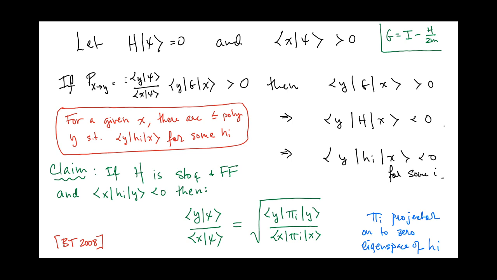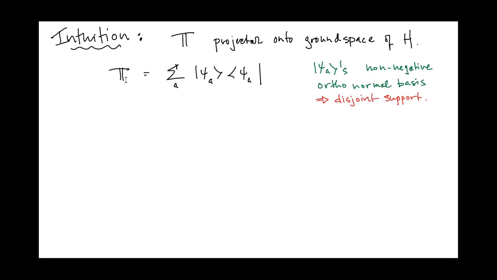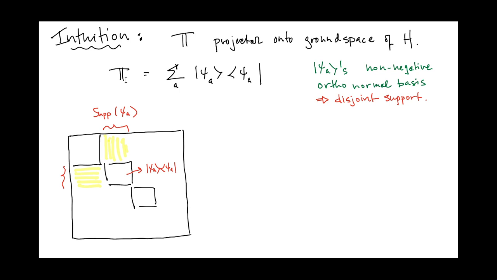I'm not going to go through the proof in excruciating detail. I'm just going to wave my hands about it a little bit. It's fairly intuitive to see. And so here's the intuition. So pi is the projector onto the ground space of the big Hamiltonian, not a single term, okay? And remember, I have some non-negative orthonormal basis, and I can express pi as a sum of 1D projectors, okay? Now let's take a look at what that matrix looks like.